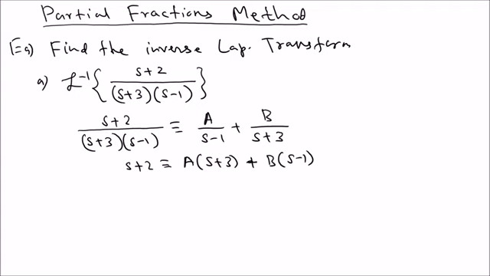Now what you can do is just substitute. That's the easiest way to do this. Let's say you want to find A. You try to make this term 0. So that means you plug in s equal 1. If you do that, you get 3 equal A times 1 plus 3, that is 4. This says that A equal 3/4.